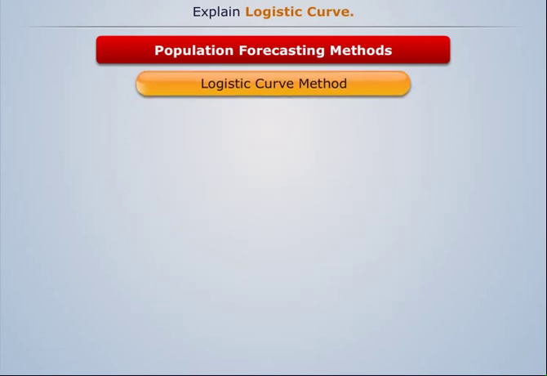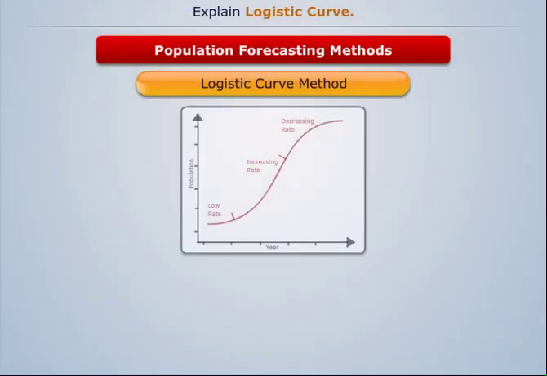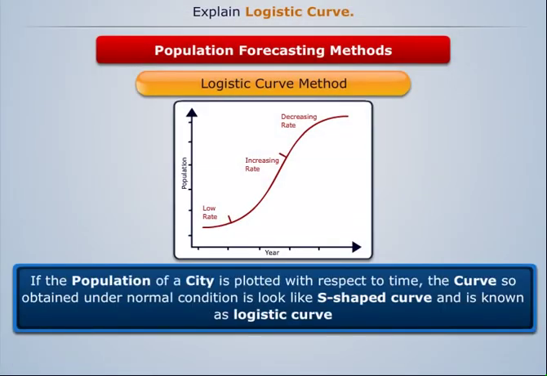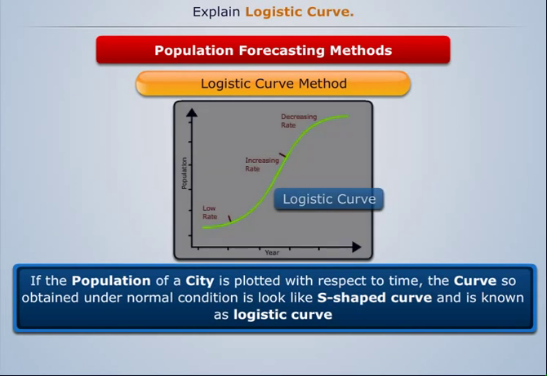Today we will study logistic curve. What do we mean by logistic curve? If the population of a city is plotted with respect to time, the curve so obtained under normal condition looks like S-shaped curve and is known as logistic curve.